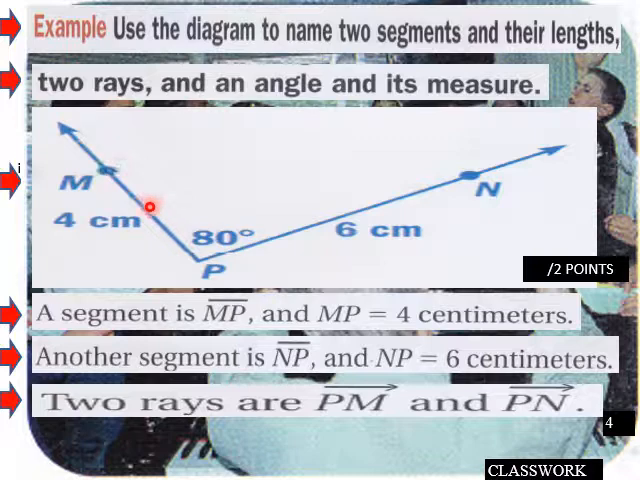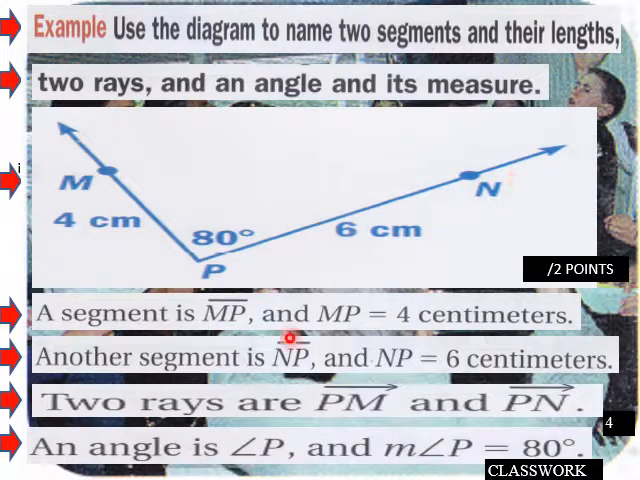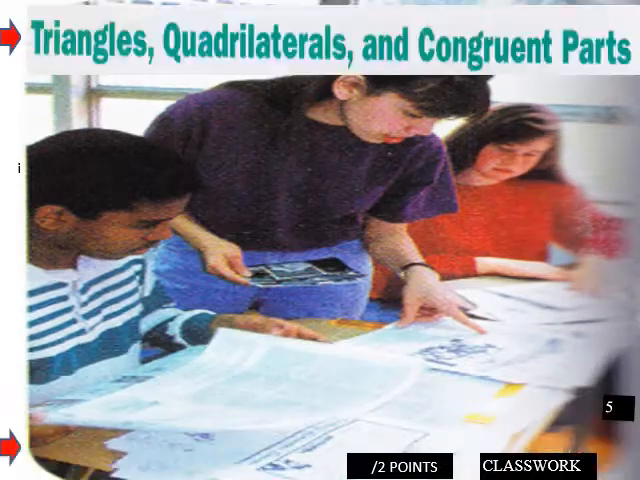This shoots off that way. And PN shoots off this way. And then the angle is angle P here. And the measure of angle P would be 80 degrees.